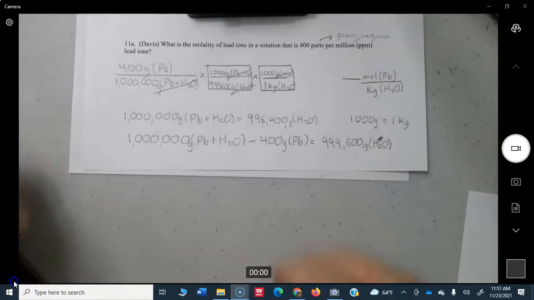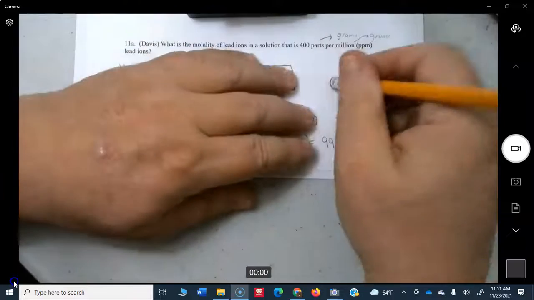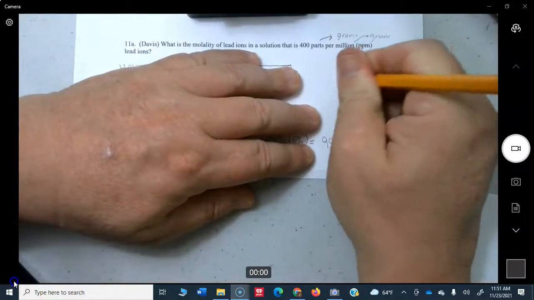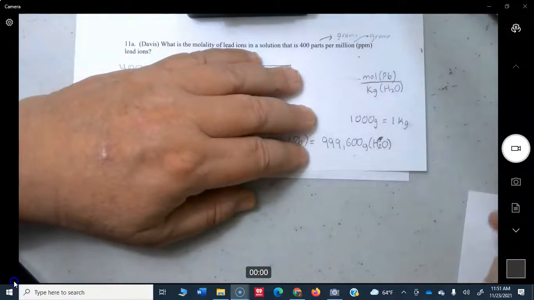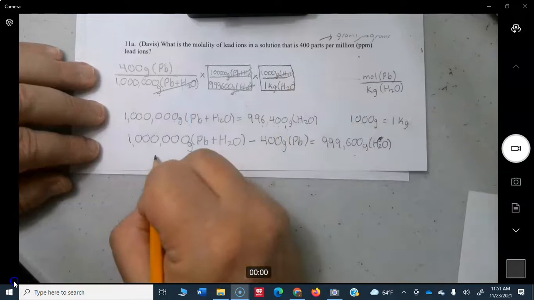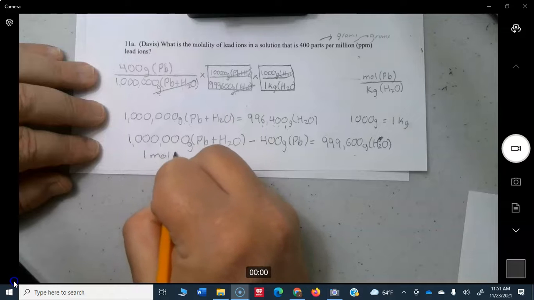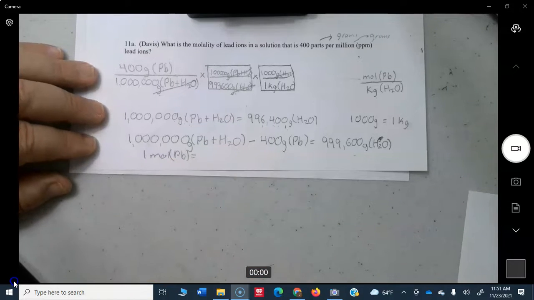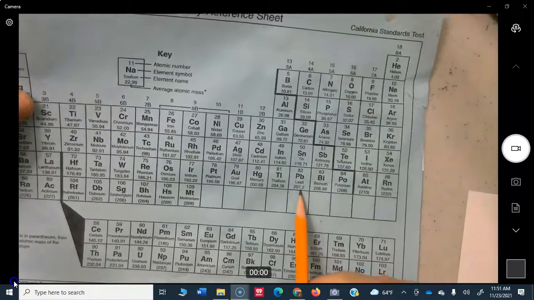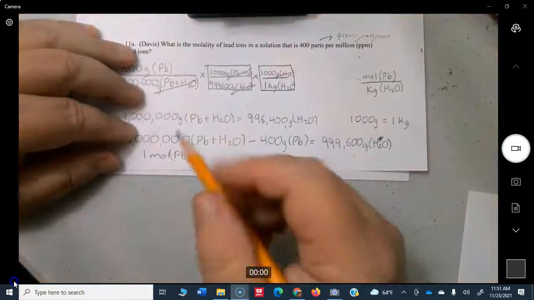Now, one more conversion to do. We need to get from grams of Pb to moles of Pb. I'm going to erase this because I need the space. And I'll just write the answer up above here. But we need to get from grams of Pb to moles of Pb. That's a molar mass conversion. So 1 mole equals, and you just go to your periodic table, and there's Pb, lead. It's 207.2. I'll hold it up a little closer. 207.2 grams.